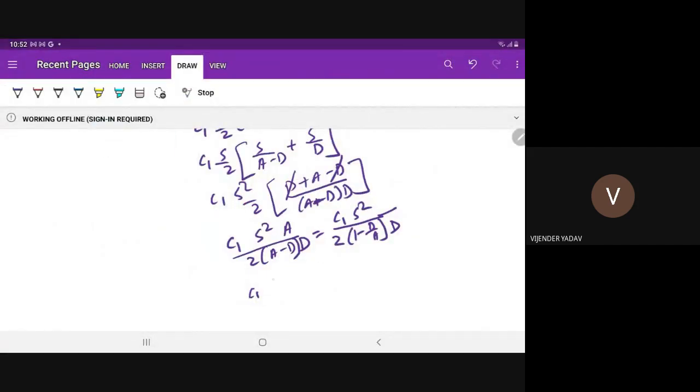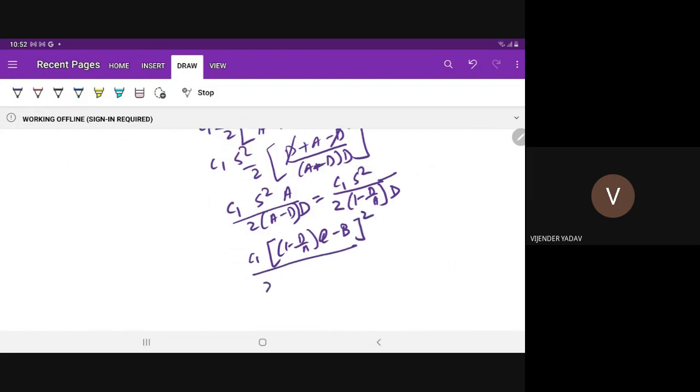So C1 times 1 minus D upon A, Q minus B whole square upon 2 times 1 minus D upon A into D. So that is the holding cost. In the next class we continue with the other costs.